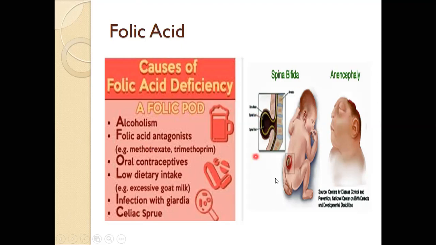As we can see, this is the result of folic acid deficiency in children: spina bifida or incomplete synthesis of the spinal cord, or anencephaly, or loss of development of the brain.